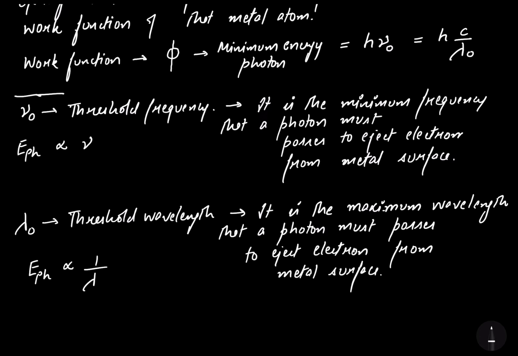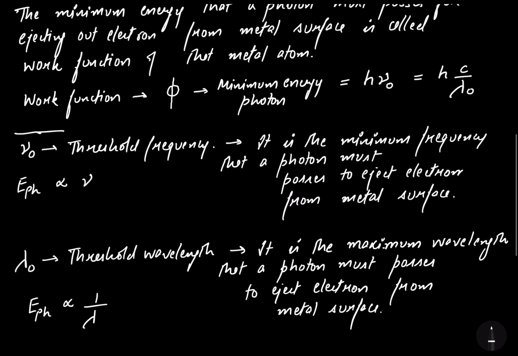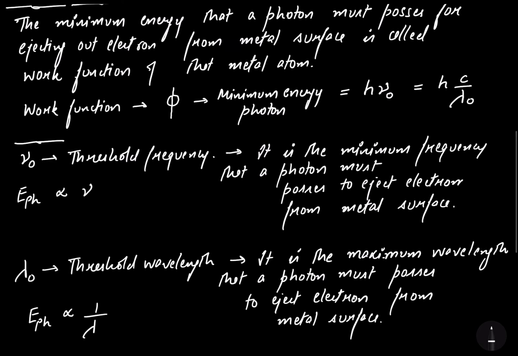So that's all about the work function. What is work function? It is the minimum energy that a photon must possess to cause photoelectric effect. What's the formula for energy of photon? It's h nu. So here I have written h nu naught, where nu naught is the threshold frequency.